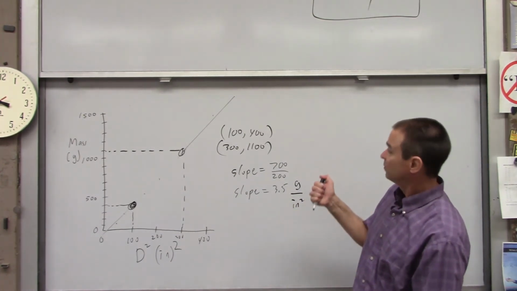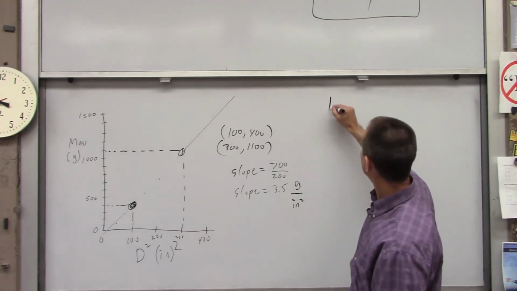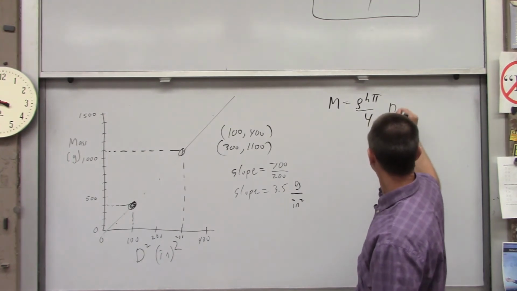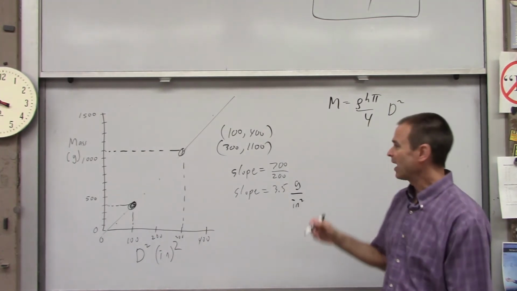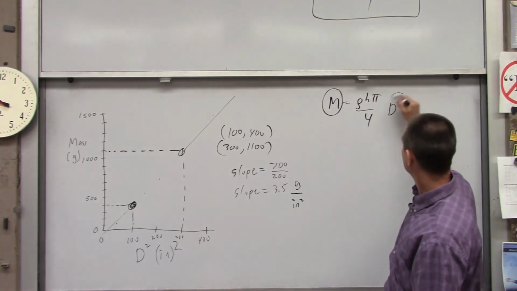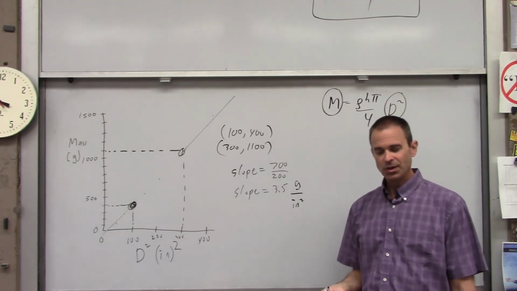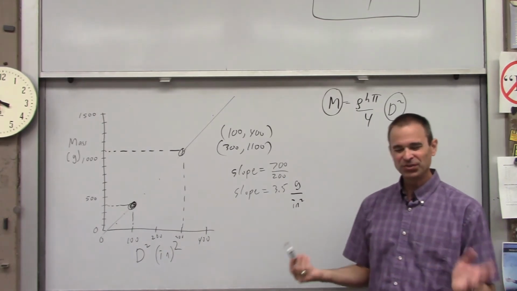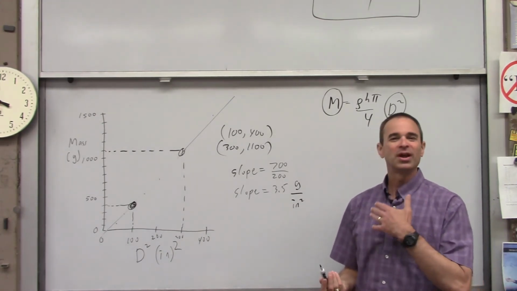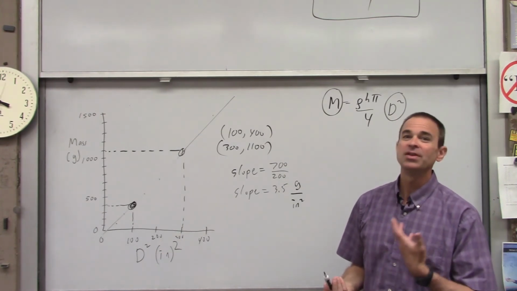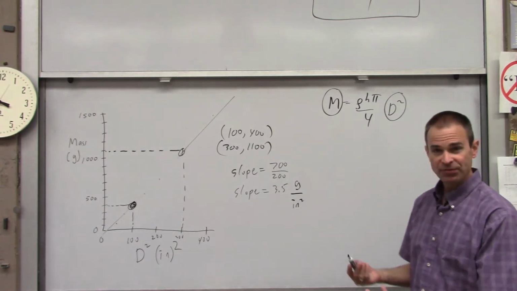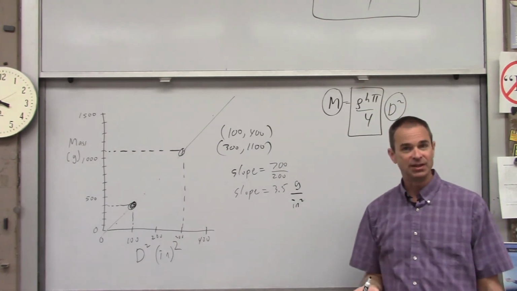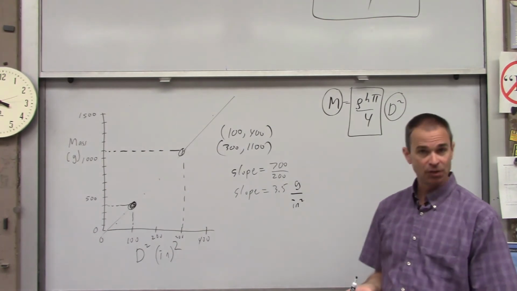Now, how does that get us to density? So I'm going to rewrite the equation we had. Mass is equal to rho h pi over 4 times d squared. Well, what do we graph? We graphed mass versus d squared. This is the easiest part of this problem. What does the slope represent? It's whatever's left in the equation. What's left in the equation? This is what's left in the equation. That is the slope, okay?